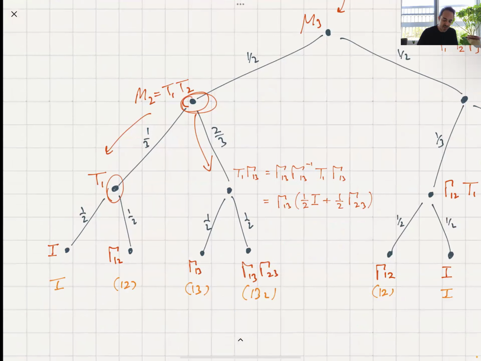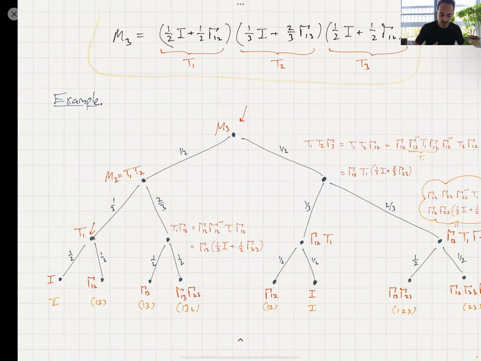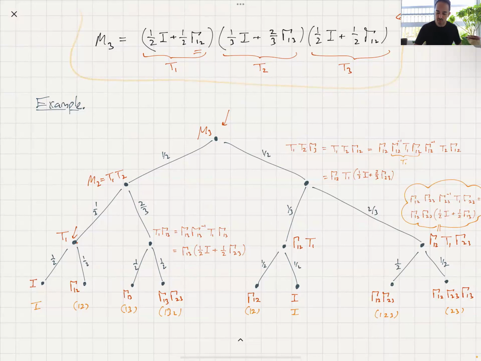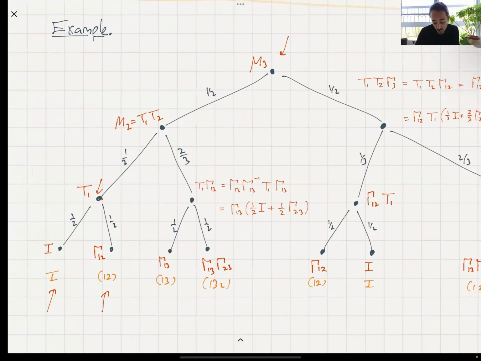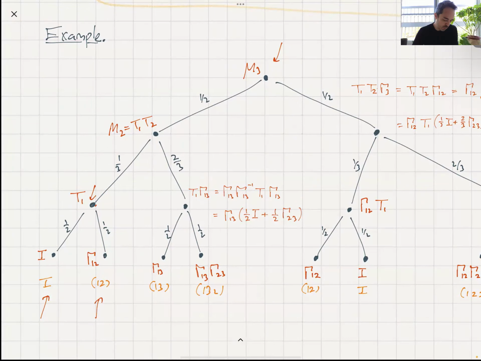Okay, so here you have a T1. And now, looking here, let's get to a leaf. When you are T1, you go with probability half to an I, with probability half to gamma I2. Gamma I2 is because T1 is composed of this gamma I2. So this means that the leaf here is just the do-nothing permutation, and this is the 1-2 cycle swap. And okay, that's that.